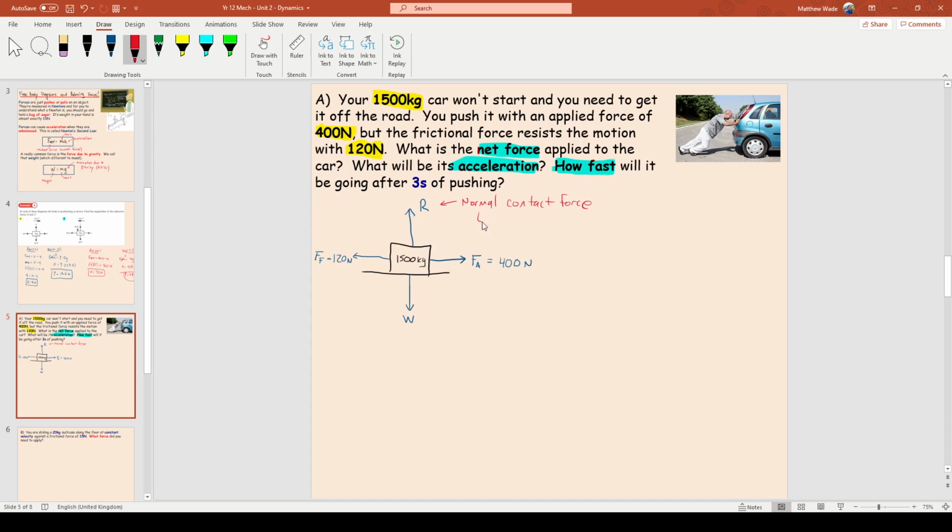People also call it the reaction force, and I think that's why it's called R as well. Whenever something's touching a surface, it doesn't fly through. And why doesn't it fly through? It's because there's a surface there preventing that. So that's why you've got this normal contact force. Happy days, buddies? Okay, sweet.